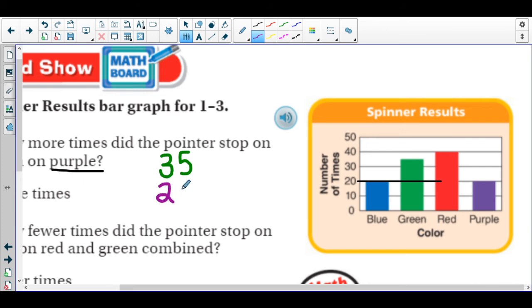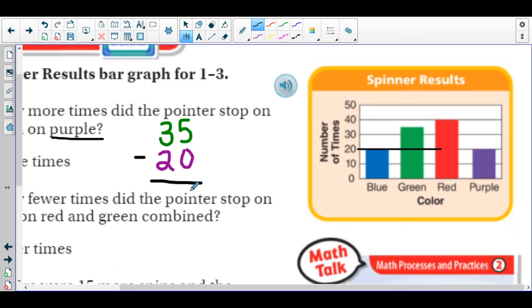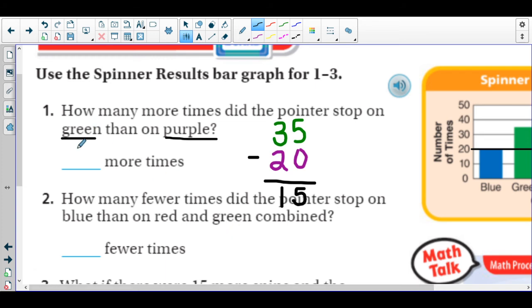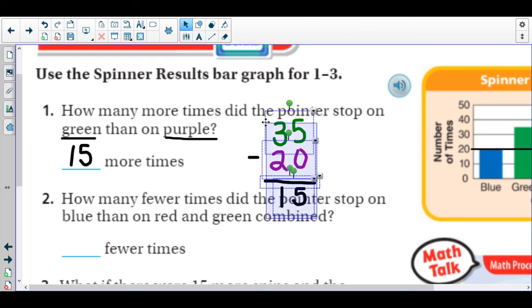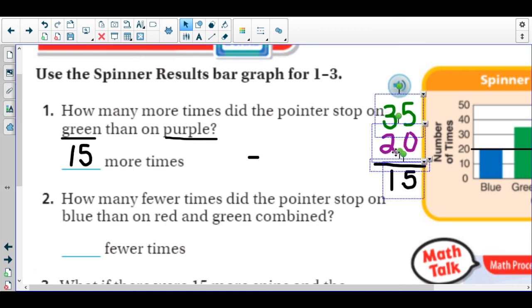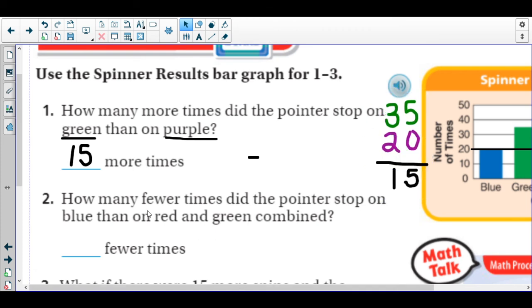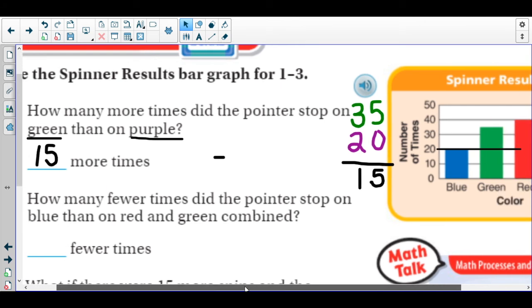How many more times tells us that we will be subtracting. So let's see, I can take 0 from 5. Top number is bigger than the bottom one, so we got 5 right here, 1 right here. So 15 more times. How many more times? It was 15. All right, we'll get that information put right up here out of our way so we can look at number 2. How many fewer times did the pointer stop on blue than on red and green combined?